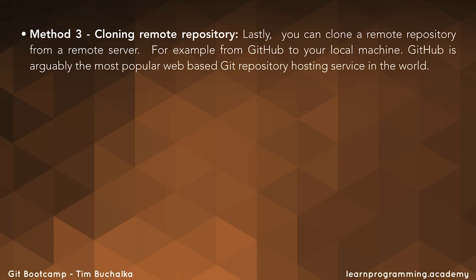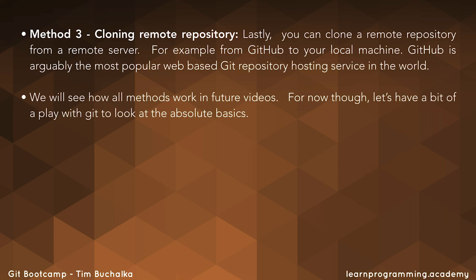And the third method, method 3, is cloning a remote repository. So in this method, we can clone a remote repository from a remote server. For example, we could clone a repository from GitHub to your local machine. Now, GitHub is arguably the most popular web-based Git repository hosting service in the world. And we'll be actually using that later in the course. And we will see how all three methods work in future videos.